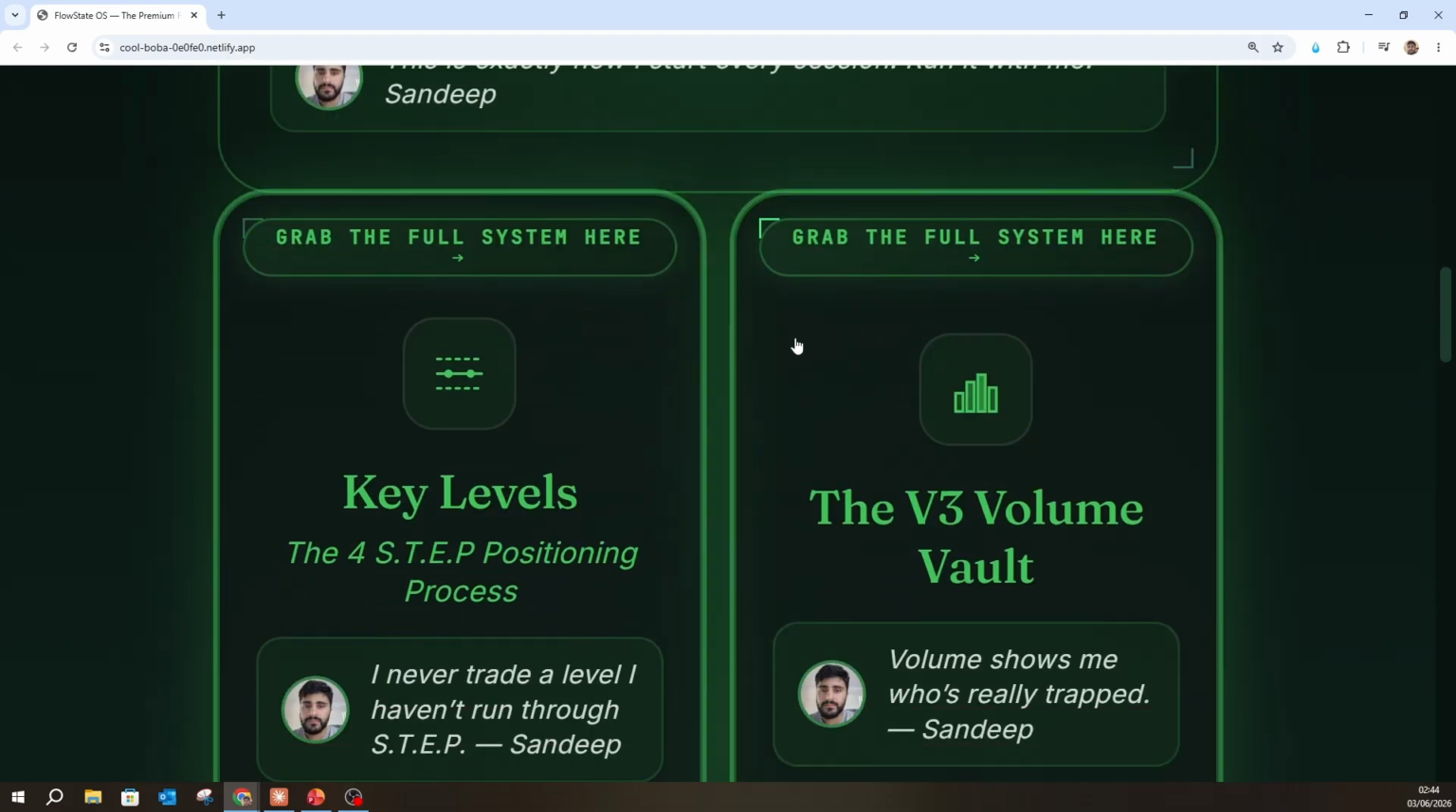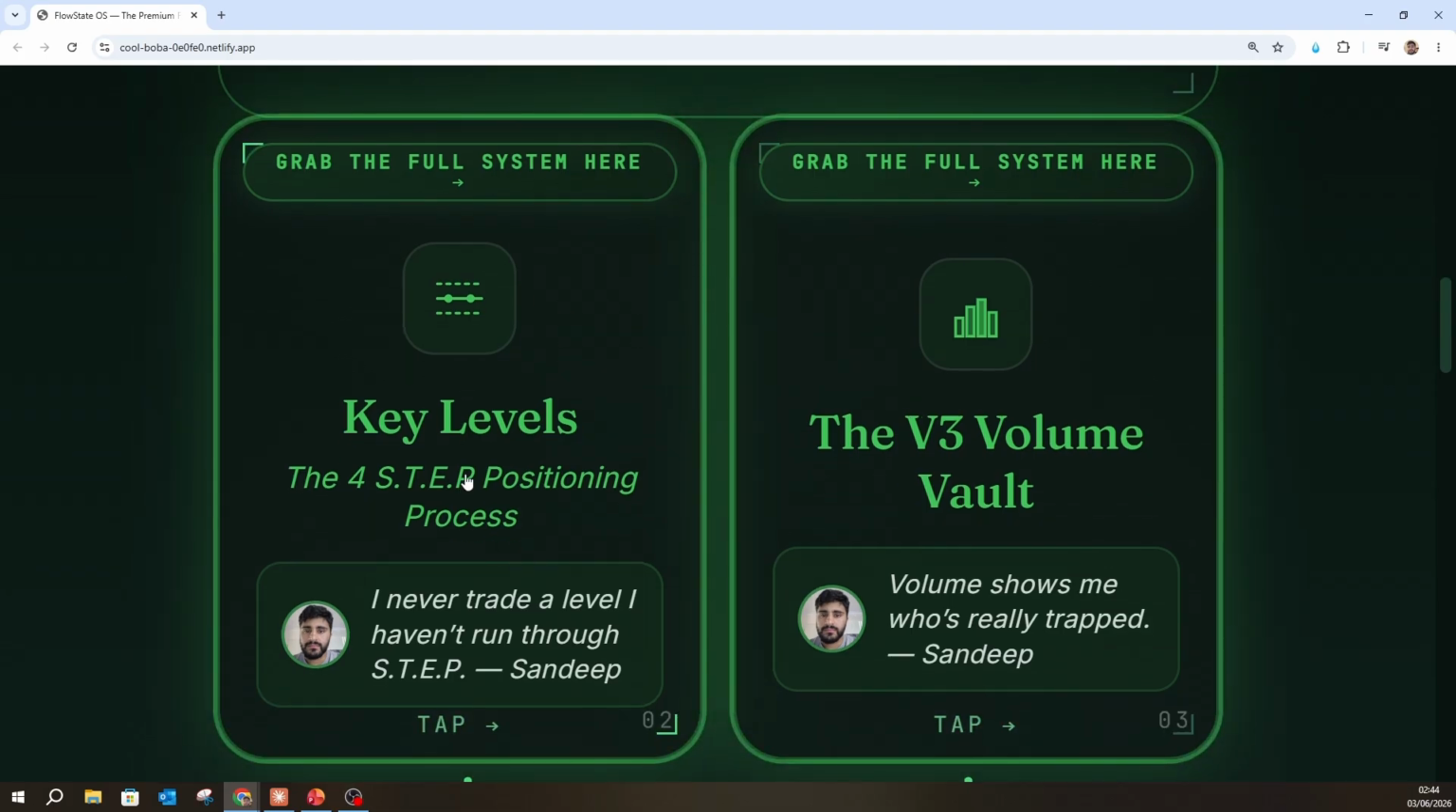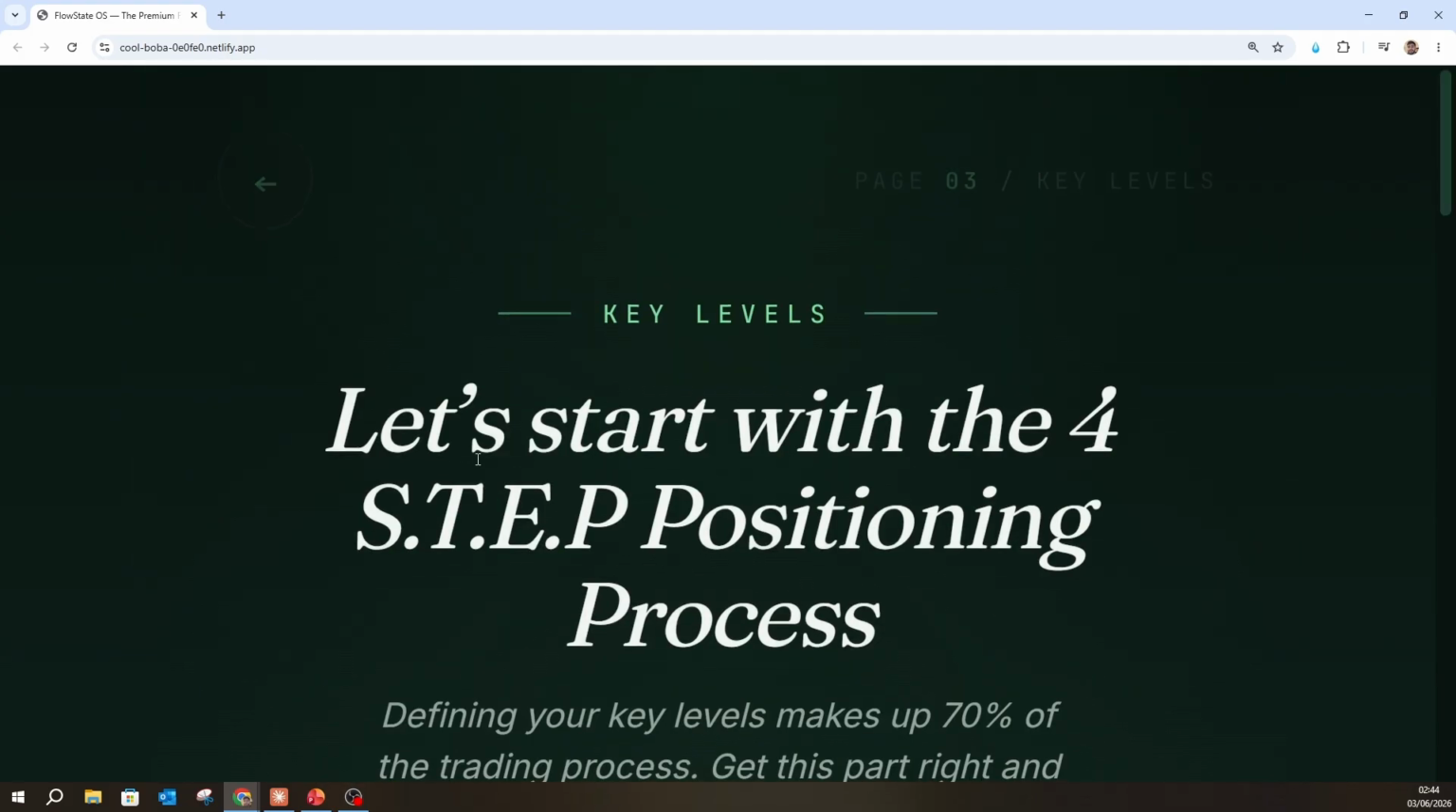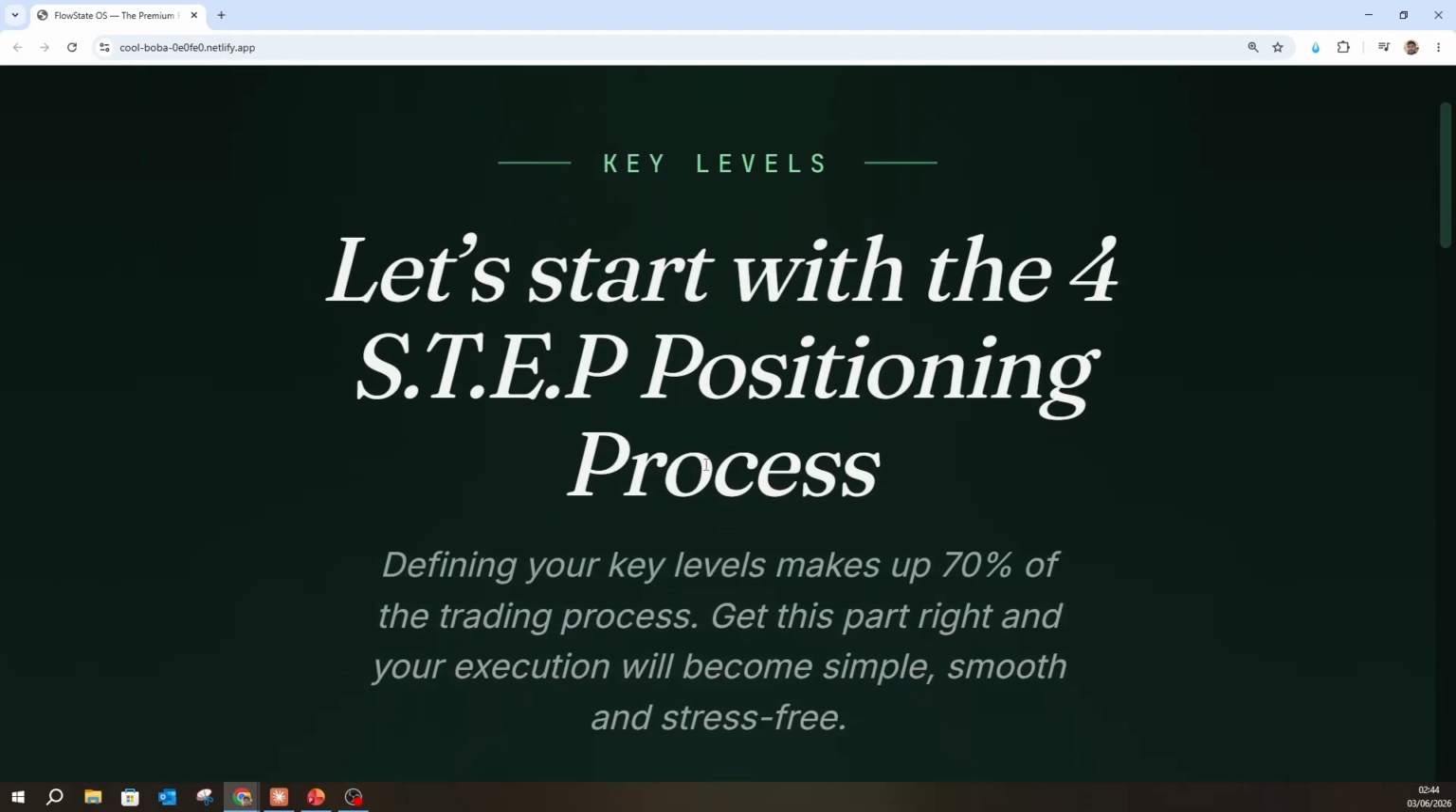And what we do is we start by looking at key levels and volume. So the key levels has the 4-step positioning process, which I've just gone through, and I'm going to show you how the app works. Then we have the V3 volume vault. So let's say we click on key levels. Now, when we click on key levels, the system will prompt you to follow the rules and find key levels with extreme levels of accuracy. I'm talking 80-90% strike hits, right?